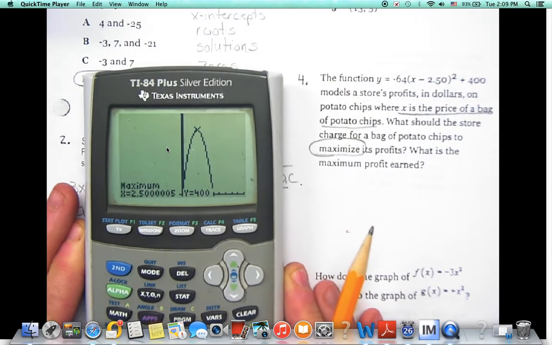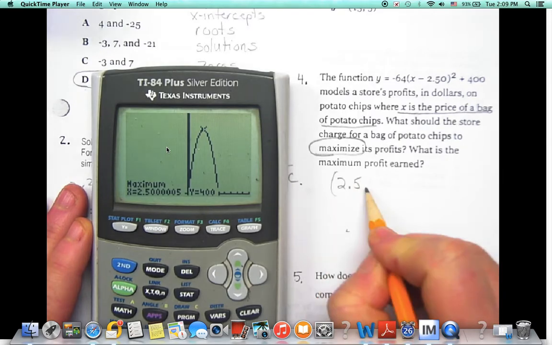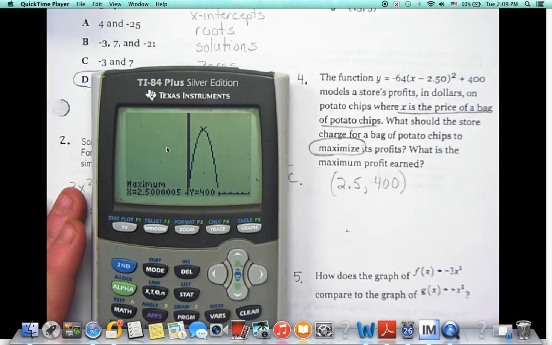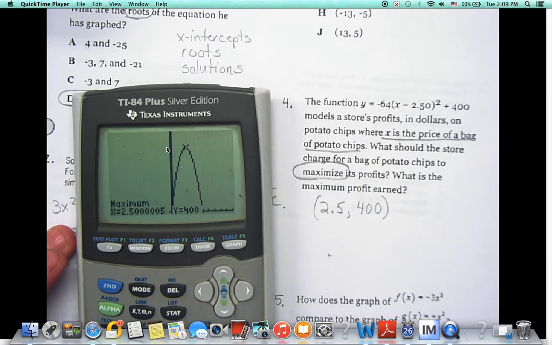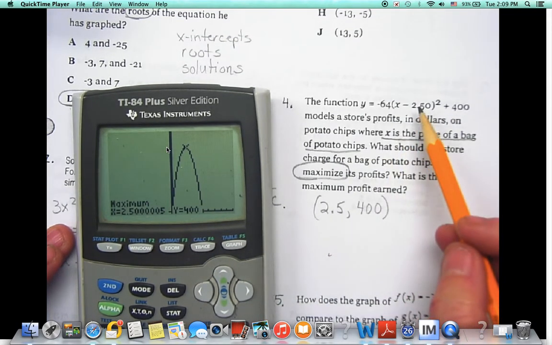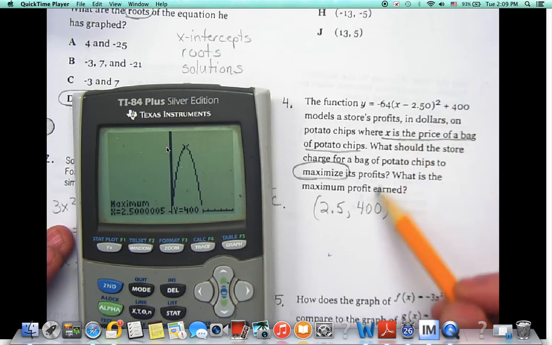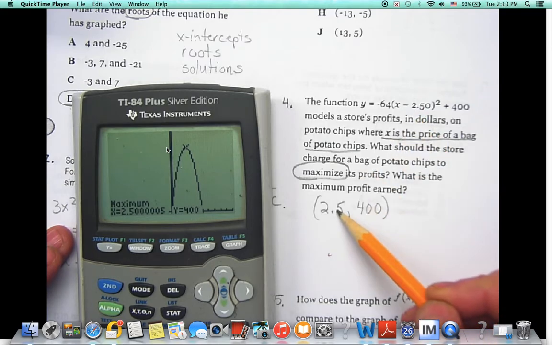What did I get? 2.5, comma 400. Now, some of you might have 2.4999. You wrote 2.5 for that. What do you notice about this vertex in the equation? It's plus 400. This is in vertex form. That's why it's giving you the vertex. Only this one's the opposite: instead of negative 2.5, we have positive.